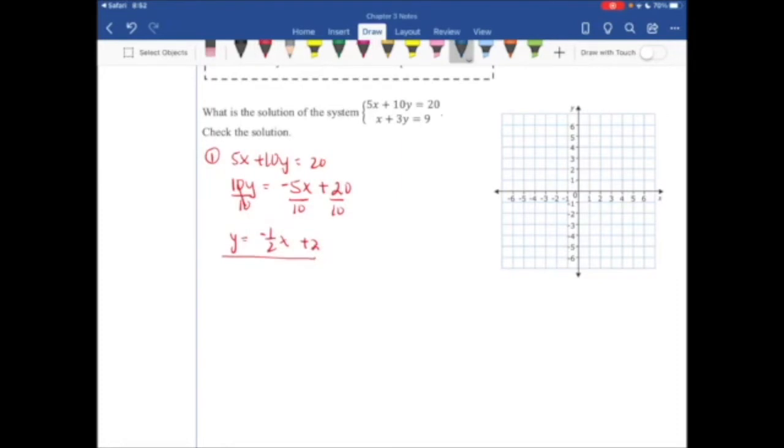We can do the same thing with the second equation, x plus 3y equals 9. Subtract x from both sides, and 3y equals negative x plus 9. Divide everything by 3, and y equals negative 1/3 x plus 3. Then we're ready for step number 2, which says graph both equations.